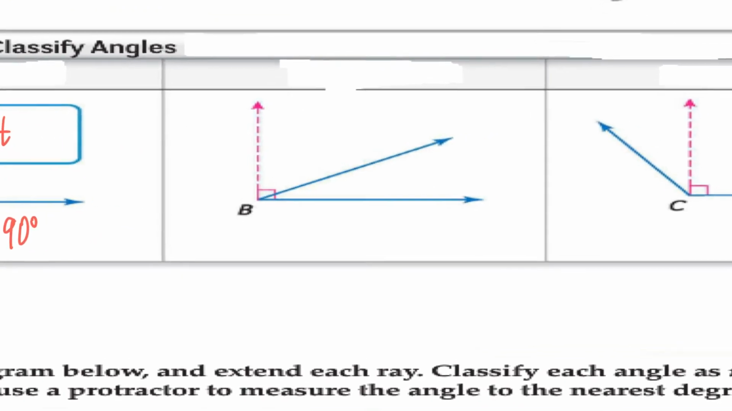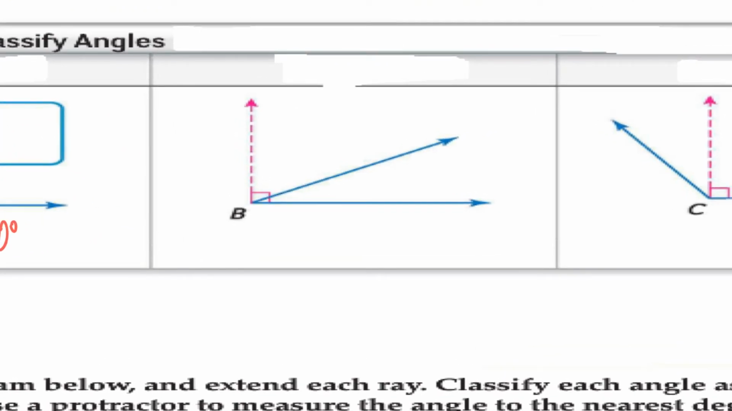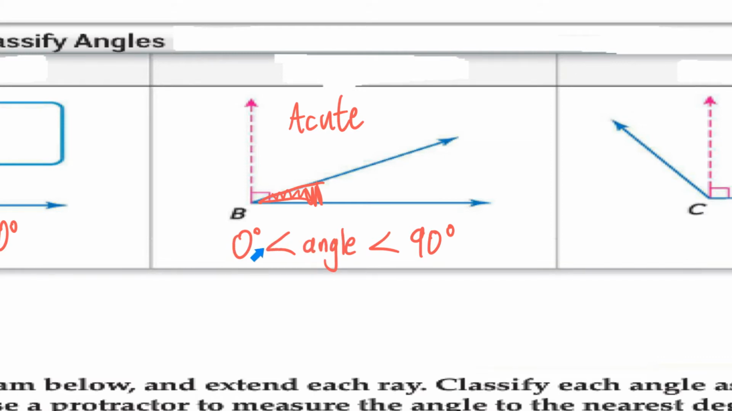Okay, this angle here. Now, I'm not asking for the exact measurement, but just in general, what type of angle is this? It's acute. And what's true of acute angles? As far as how big the angle is, how many degrees? So this angle, however big it is, is between 0 degrees and 90 degrees. An acute angle is greater than 0. It can't be equal to 0. That wouldn't make sense, to have a 0-degree angle. And the angle has to be less than 90.